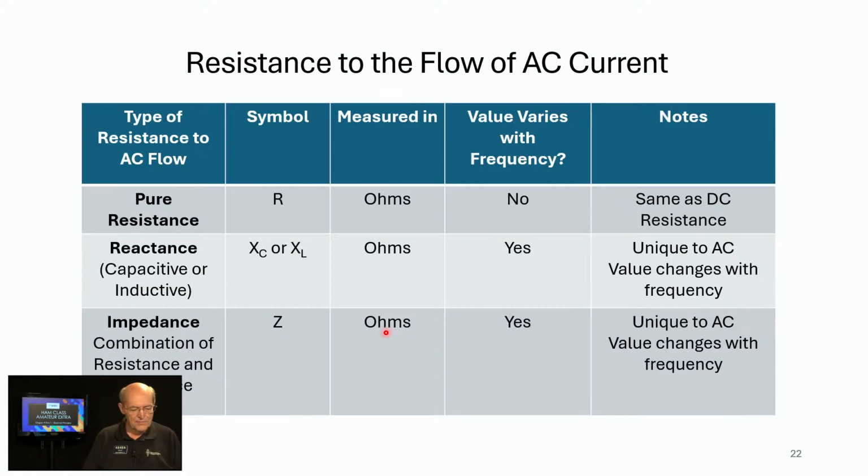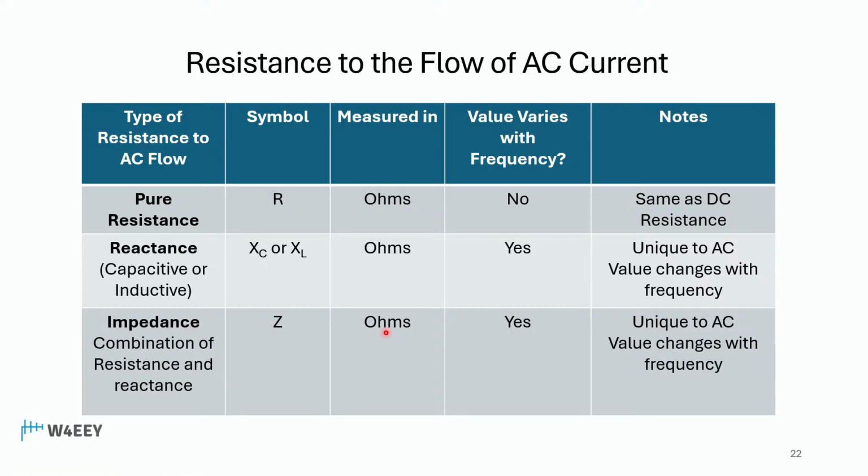Then I've got a chart here that a lot of people have found helpful. So the types of resistance to alternating current flow: we've got pure resistance, which we understand pretty well. It's the same as DC. Then we have reactance. There's capacitive or inductive reactance. We'll be getting into more. And then impedance is the combination of reactance and resistance. And these are the symbols. They're all measured in ohms because they're opposition to the flow of current. Only two of them will vary with frequency.